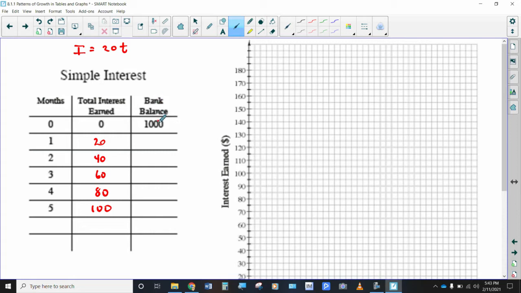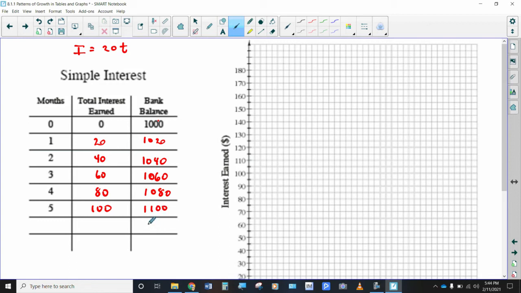All right, so the new bank balance. After 1 month, you deposited $1,000, right? So the new bank balance would be $1,020. After the second month, you earned $40. So you add that to the 1,000, that becomes 1,040. Then 1,060, then 1,080, and then 1,100.